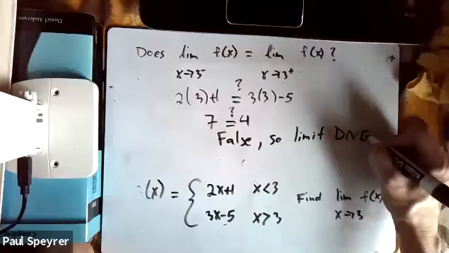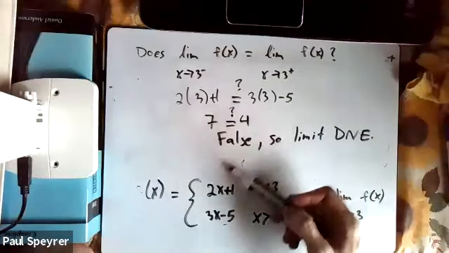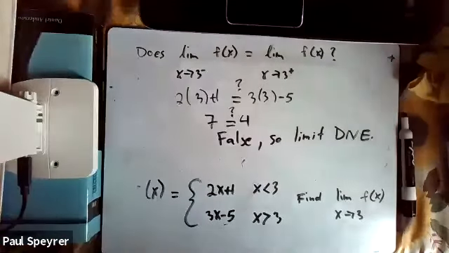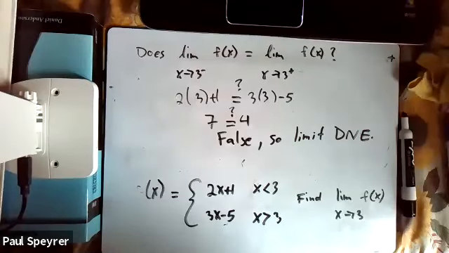So the limit does not exist. If they're both the same number, like if they both popped out to 7, then the limit would be 7. That's what we would say. But in this case, the limit does not exist.